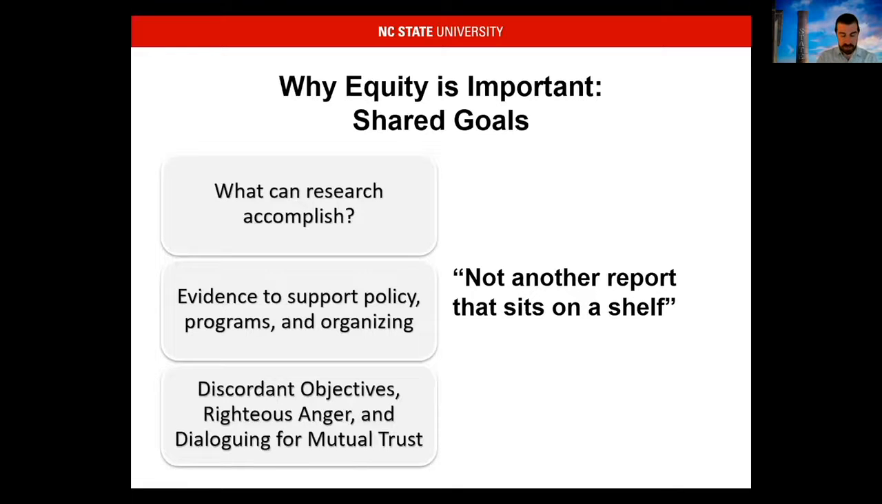But at times, because there are discordant objectives and a sense of mistrust or distrust on the part of community members, based within what we could call righteous anger, right?